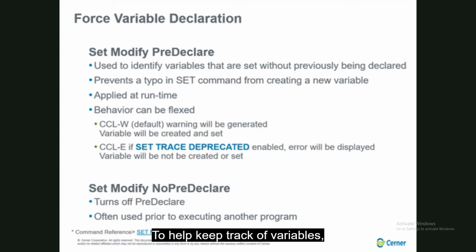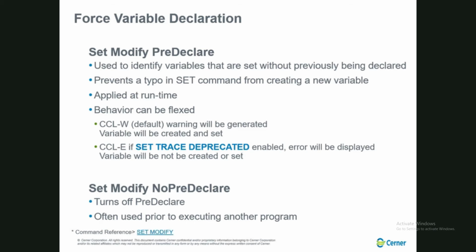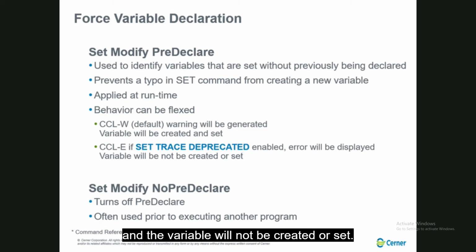To help keep track of variables, consider using the set modify predeclare. This command can be used to identify variables that are set without previously being declared. This can prevent a typo in a set command from creating a new variable. This is applied at runtime. By default, it'll generate a warning message and allow the variable to be created and set. If the set trace deprecated is enabled on the server or the backend session, then an error will be generated and the variable will not be created or set.